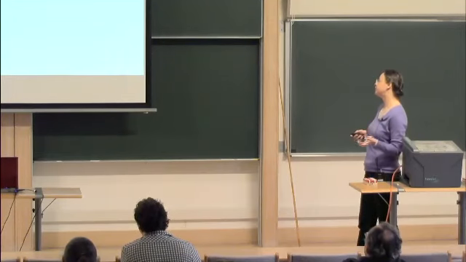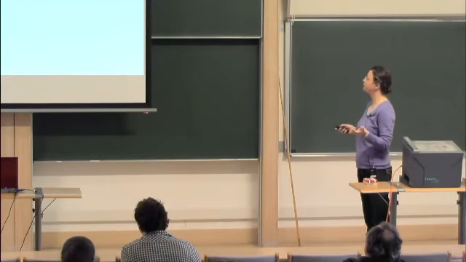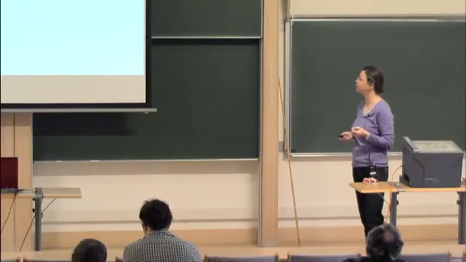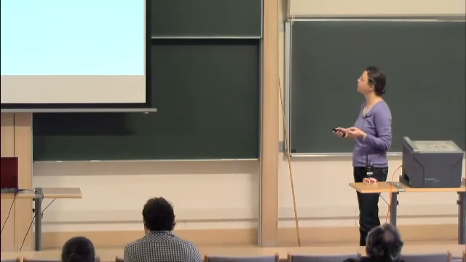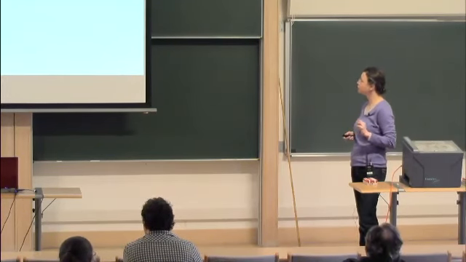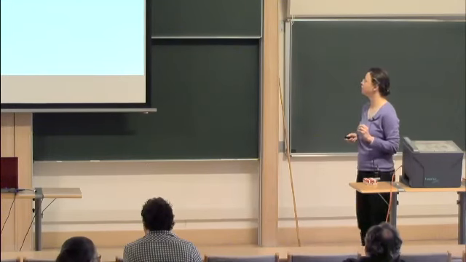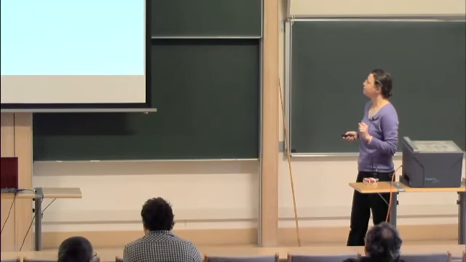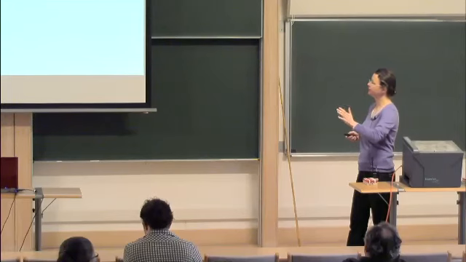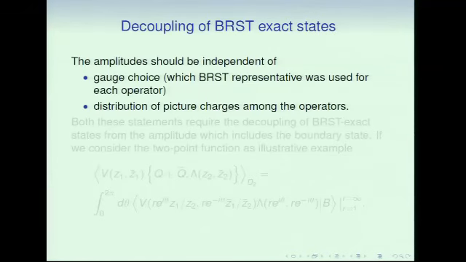The amplitude should be, first of all, independent of the gauge choice, which BRST representative we use for each operator. And this amplitude should also be independent of the distribution of picture charges. Now, besides telling us that these amplitudes make sense, these properties are also useful technical tools. Once we have computed an amplitude, we get a big formula. We want to double check it. One of the ways of double checking is to compute it in different pictures and compare. So it's actually a non-trivial check and quite useful.